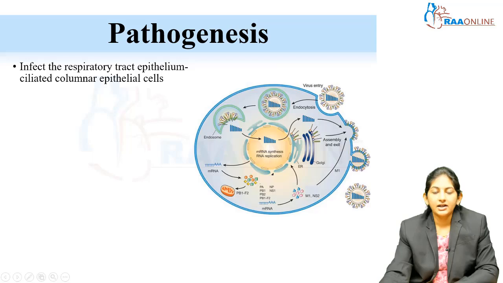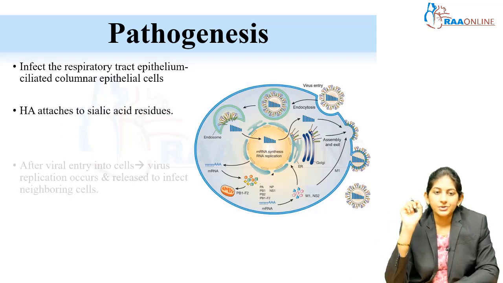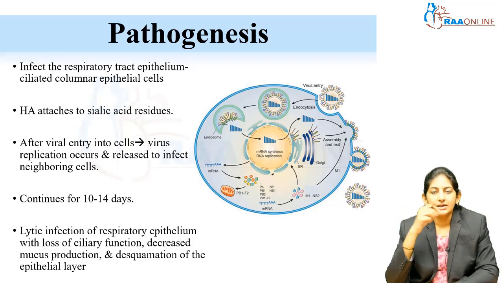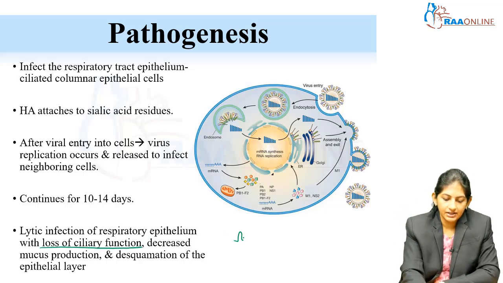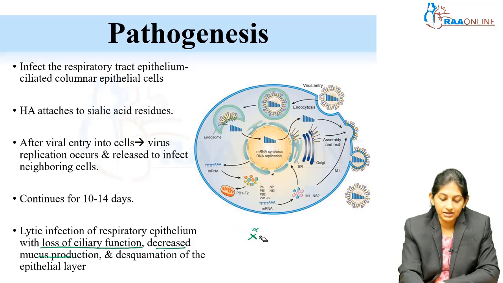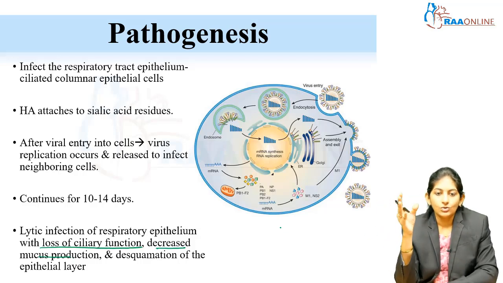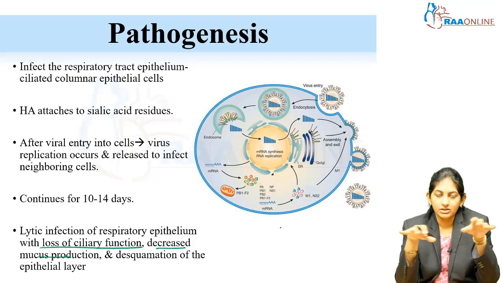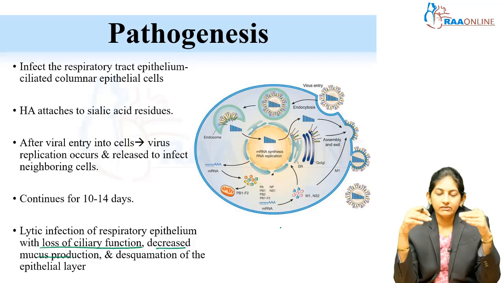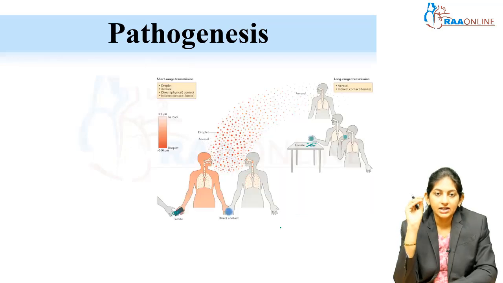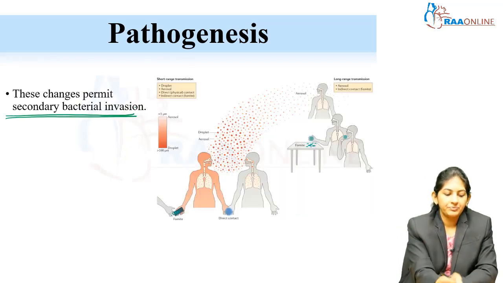So it infects the respiratory ciliated columnar epithelium. What does it do? Once the respiratory epithelium is affected, it decreases the mucus production. It causes lysis and also impairs the cilia. Finally, the entire respiratory epithelium is desquamated. So there is necrosis, or lysis, of the respiratory epithelium. So the child will be at risk for other secondary bacterial infections. A child with influenza is at a very high risk for secondary bacterial invasions.